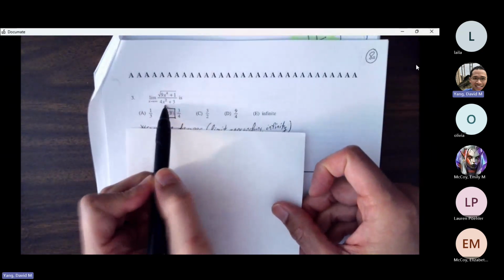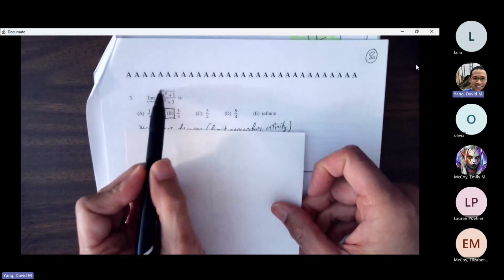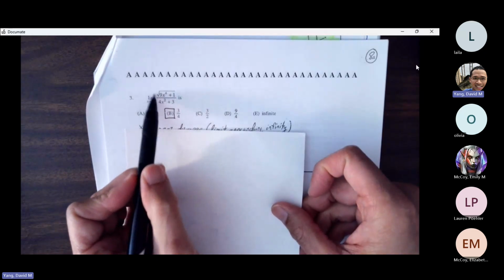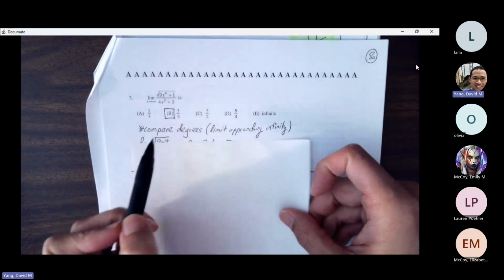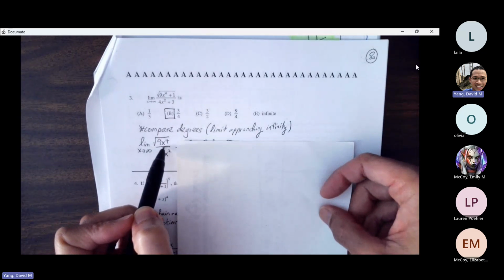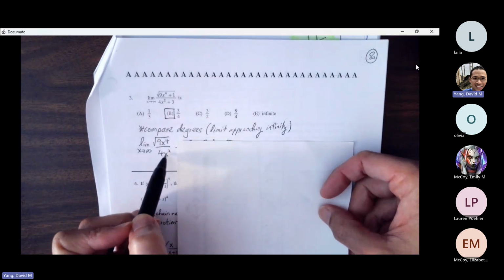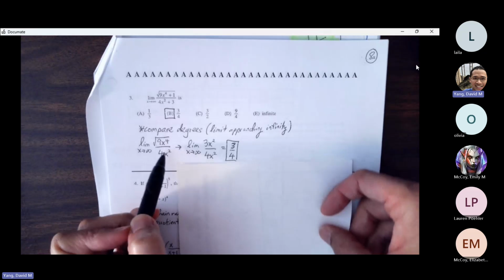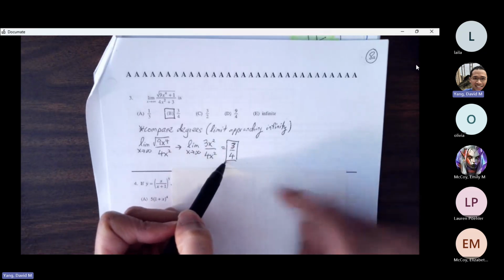Denominator is also x squared. And because we have the same degree, we know we can take the ratio of the coefficients. So that root 9 is the coefficient of that overall x squared in the numerator, and the denominator is going to be 4. So root 9 over 4 is the same thing as 3 over 4. So that's our limit.